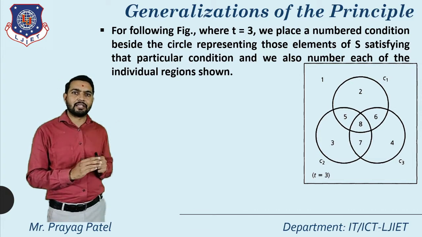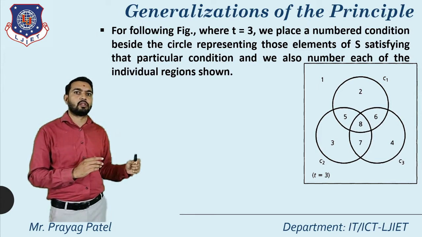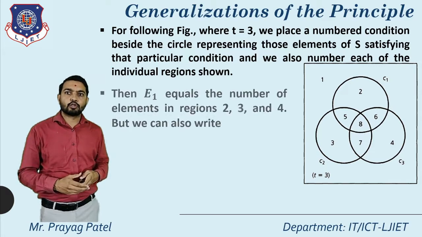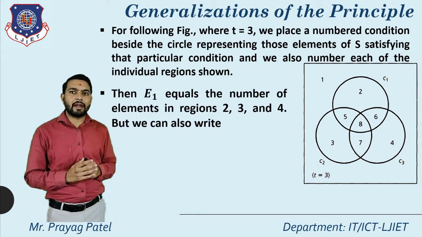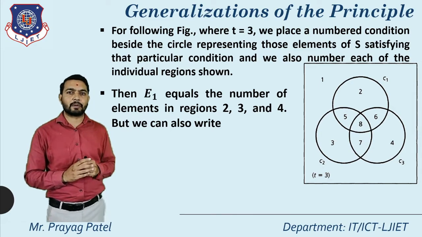So 1 is the outer region, 2 is only C1, 3 is only C2, 4 is only C3, like this. So here when we find E1, that means only one condition is satisfied.